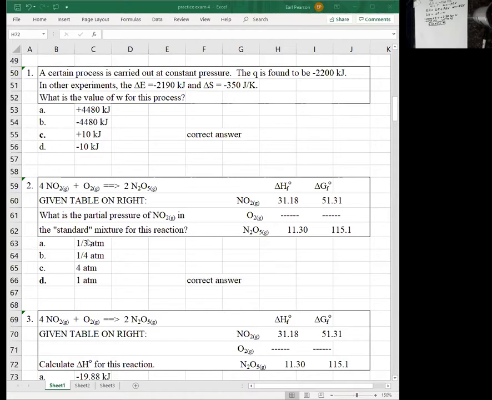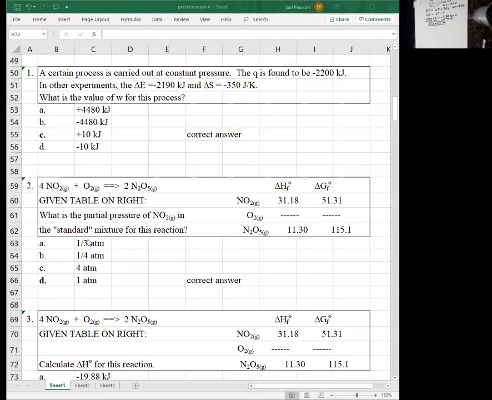Remember, the standard mixture for any reaction system is 1 atmosphere pressure for each gas present, 1 mole per liter for each ionic substance dissolved. Now, you have to be careful there. If I'm talking about sodium sulfate, it would dissolve in water to make Na plus and SO4 2 minus ions. But the standard state would be 1 molar concentration of sodium ion and 1 molar concentration of the sulfate ion.